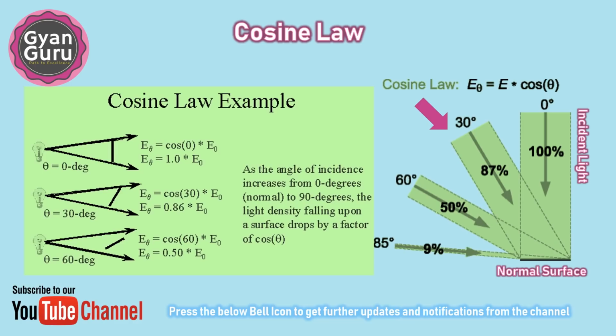Further, when the angle increases to 60 degrees, light density reduces to 50%. In the next step, when the incident angle increases to 85 degrees, the light density becomes 9%. Hence, we can conclude here that the greater the angle of incidence, the less the light density or illuminance.